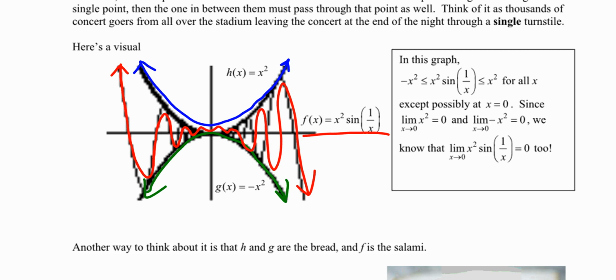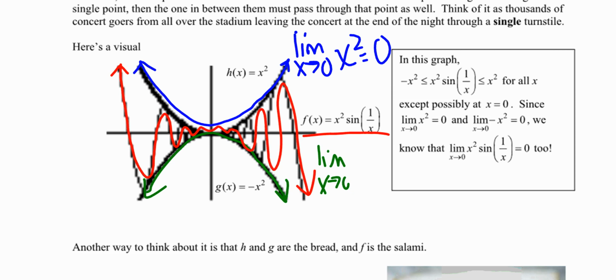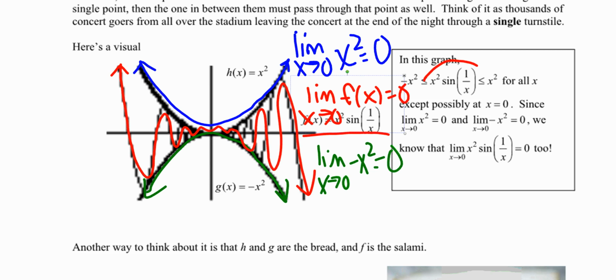This makes our limits really easy because we know the limit as x approaches 0 of x squared is just 0. We know the limit as x approaches 0 of negative x squared is also 0. So this tells us that the limit of f of x as x approaches 0 is also 0, and we don't have to do any work to figure that out.